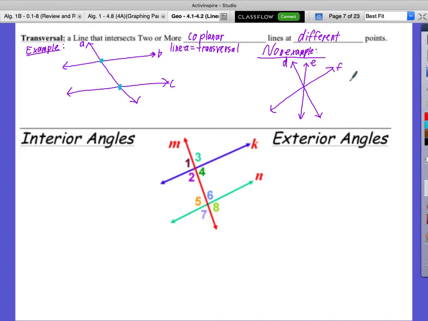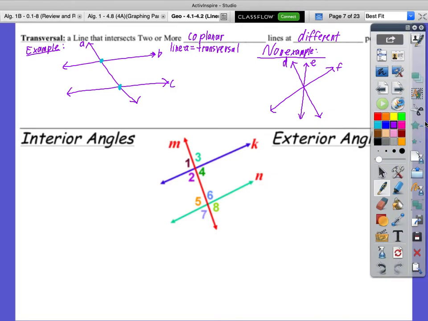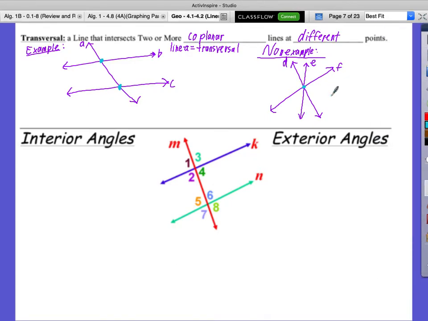Why is this a non-example? Can anyone tell me? They all intersect at the same point. Okay, they intersect at the same point. Because they only intersect at one point, there's no transversal here. Now, theoretically speaking, what if I took this line F and moved it just the smallest portion off? Then it would be a transversal, because it intersects at slightly different points.